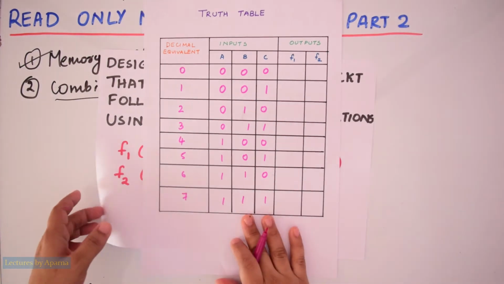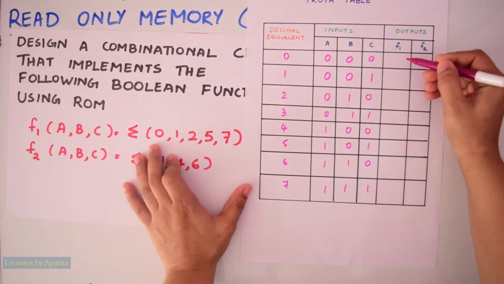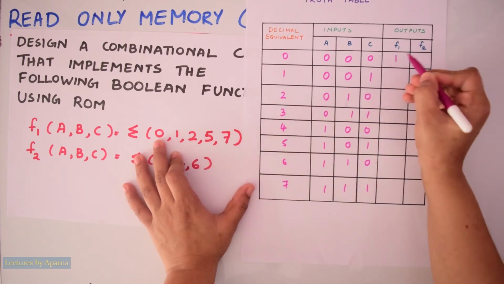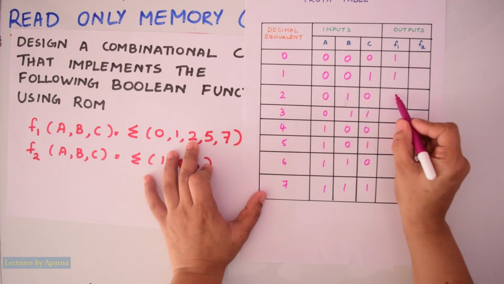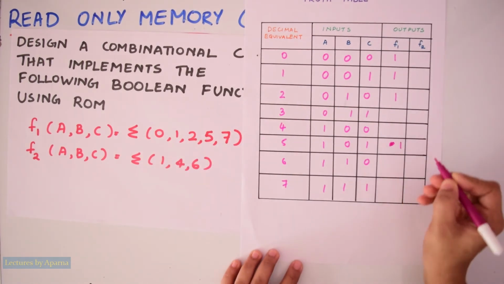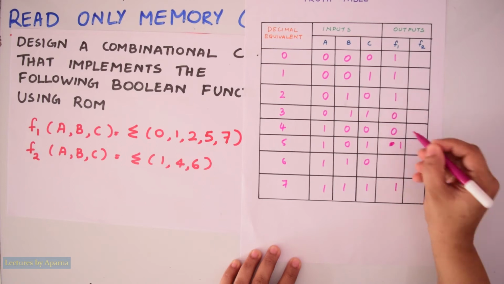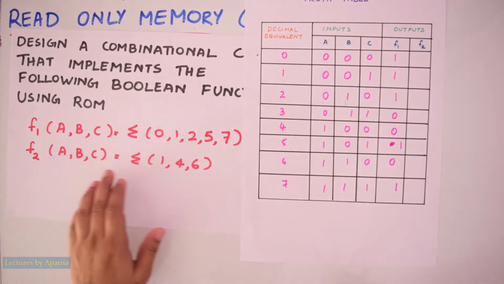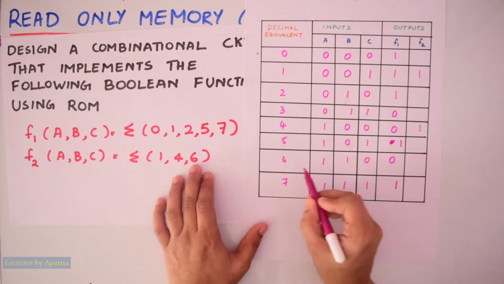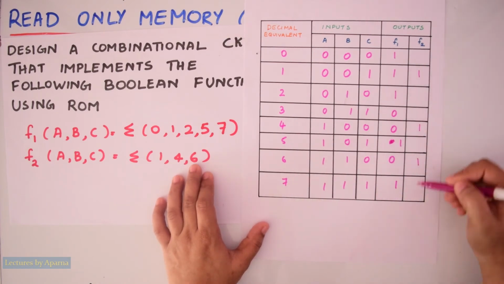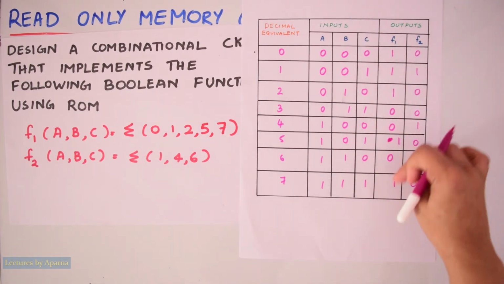Next, by looking at the minterms, we have to fill in the output column. For F1, F1 is 1 for 0. So in the place of 0 you have to put 1. In 1 also it is 1. In 2 it is 1. In 5 it is 1. In 7 it is 1. In all the rest of the columns you have to put 0. Next, for F2 you have to put 1 for 1, 4 and 6. Rest of the columns you have to put 0. So these are the functions that you have to implement.